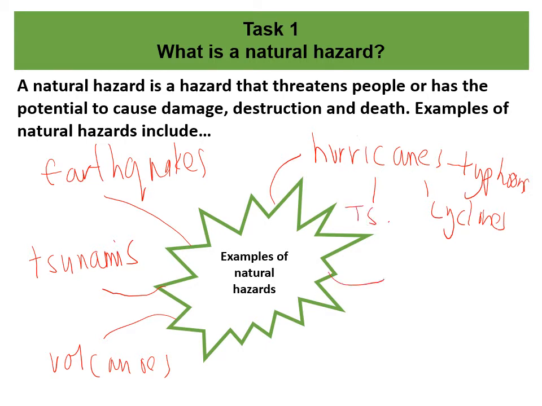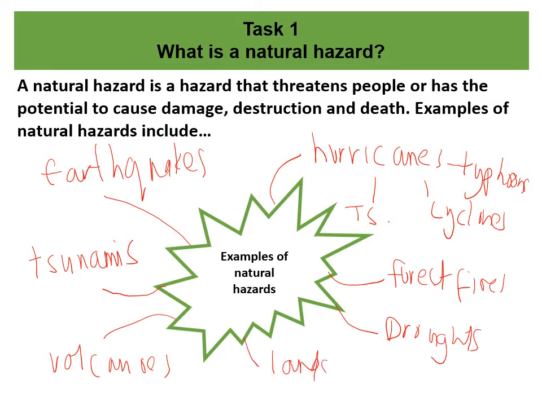We also have other things like forest fires, and we've seen a lot of those occurring in Australia recently. Droughts, so when there's a very limited amount of rainfall. And then there's other things like landslides and lightning, for example. Okay, so we're going to look at all of these through this topic and look at why they happened, what were the causes for them, what were the impacts, and how they responded.